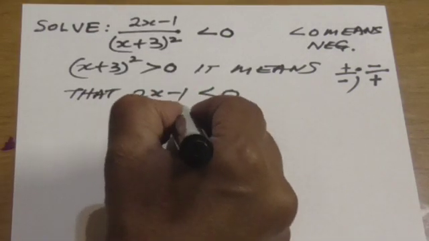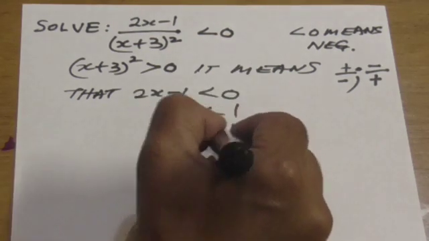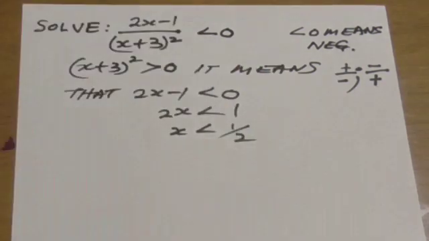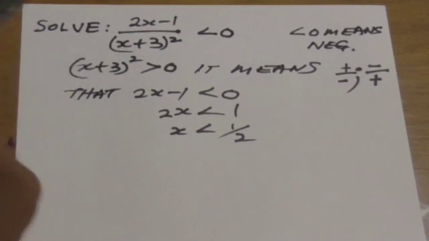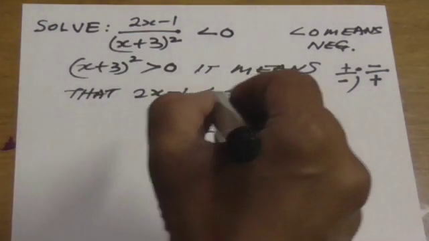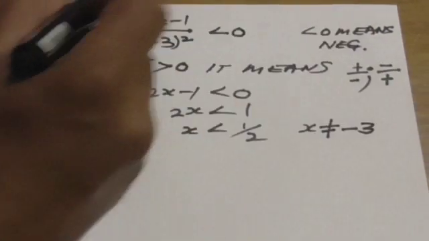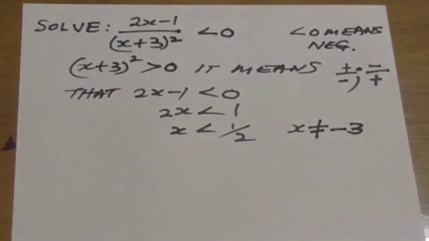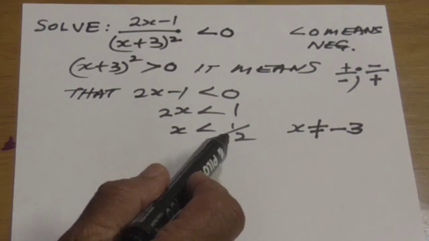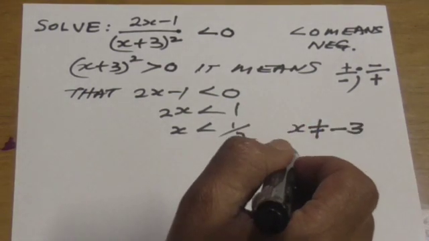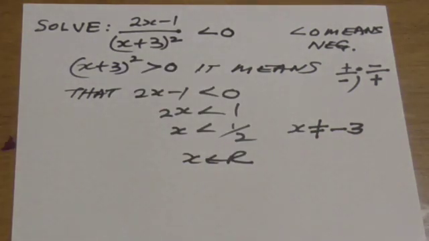It means 2x is less than 1. It means x is less than half. And you don't have to worry about the denominator at all. You can put any number here except, or we'll have to do a restriction. The restriction is x is not equal to negative 3, because negative 3 here will make this 0. So that's your answer. X is less than half. X is not equal to negative 3. And x is an element of real numbers.